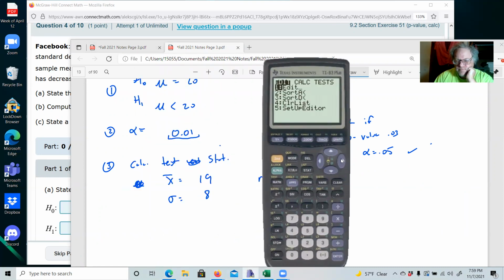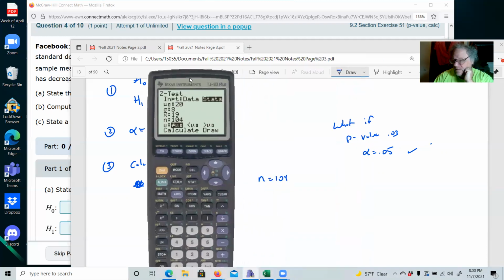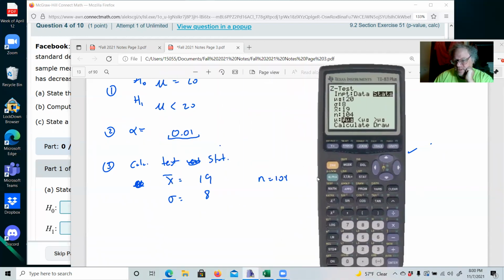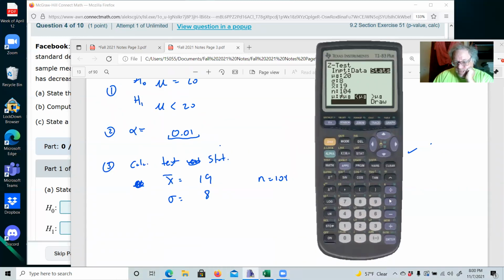So we're going to go to stat, tests, the z-test. No, this is the first one. We're going to stay with stats. Mu is equal to 20 still. Sigma is still 8, that's kind of convenient. X bar is equal to 19. N is 104. We analyzed 104 visits. And they want to say less than. Yep, less than. Calculate. We don't need the draw. The draw is going to be nice, but we don't need to do that.